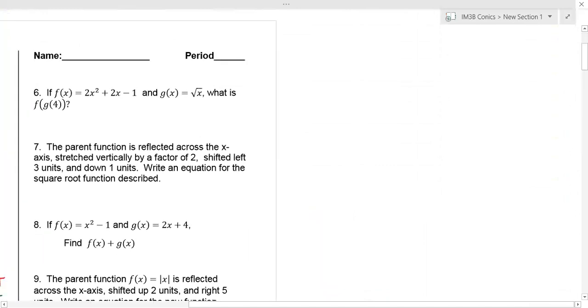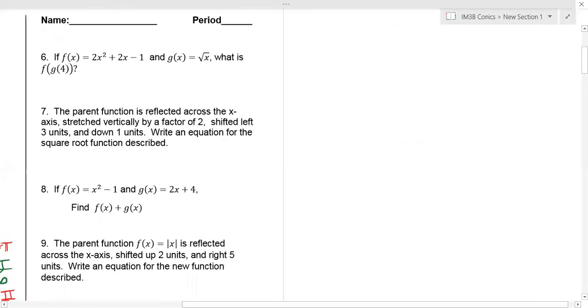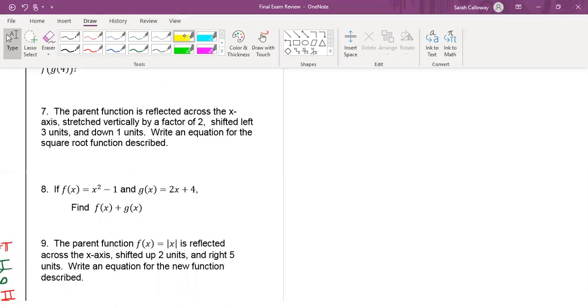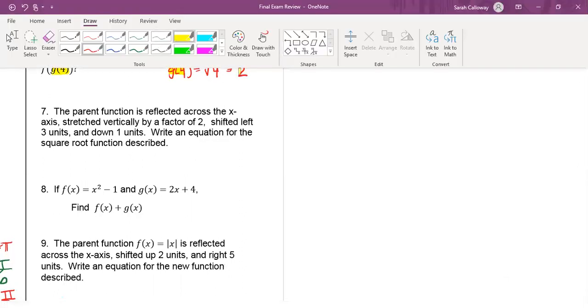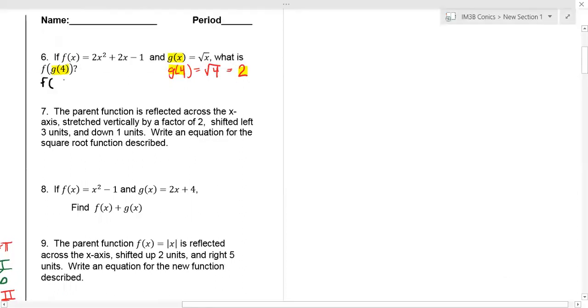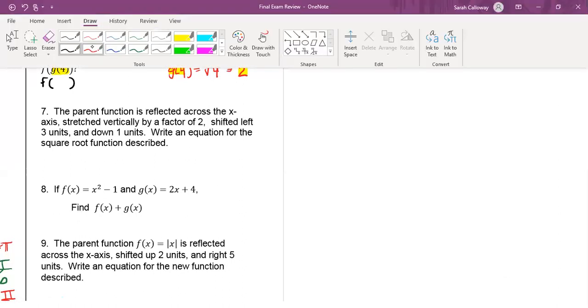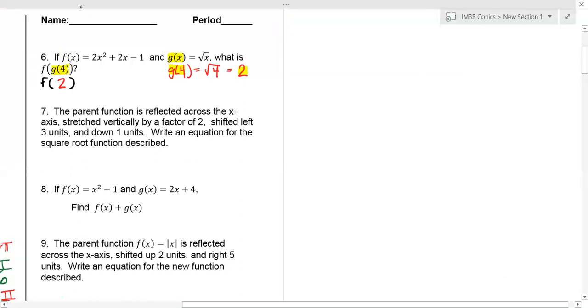Okay, so number 6 is a composition of functions. So remember that when I have something like this, I work from the inside out. So the first thing that I want to find is g of 4. So I'm going to take 4 and plug it into my equation for g of x. So g of 4 means they want me to find the square root of 4, and I know that the square root of 4 is 2. So then what I'm going to do is plug 2 in for g of 4. They want me to find f of g of 4, which means that now I know g of 4 is 2, so I need to find f of 2.